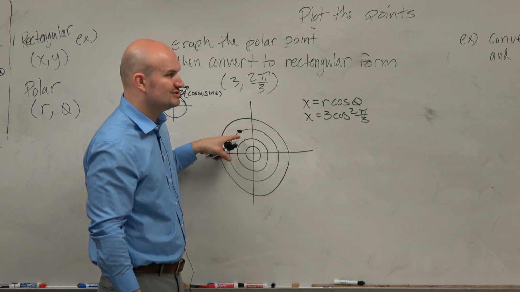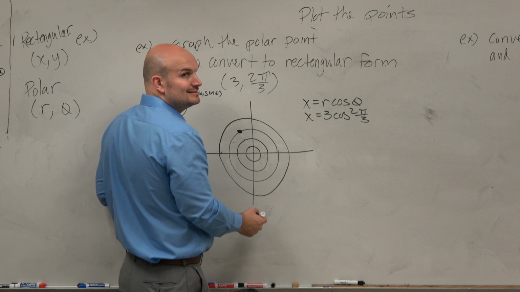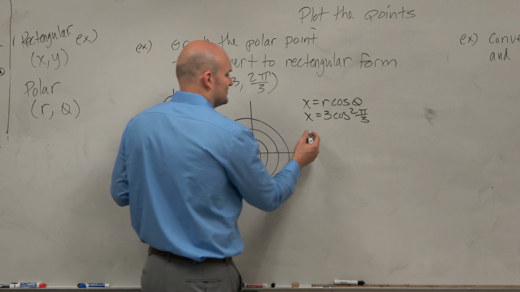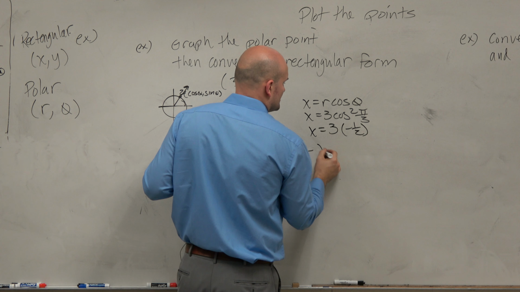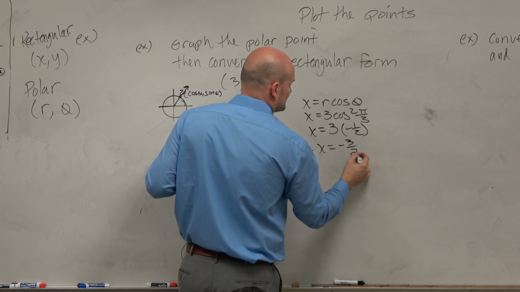So we have x equals 3 times the cosine of 2 pi over 3. Does anybody remember what cosine of 2 pi over 3 is? Negative 1/2. So x is equal to negative 3/2.